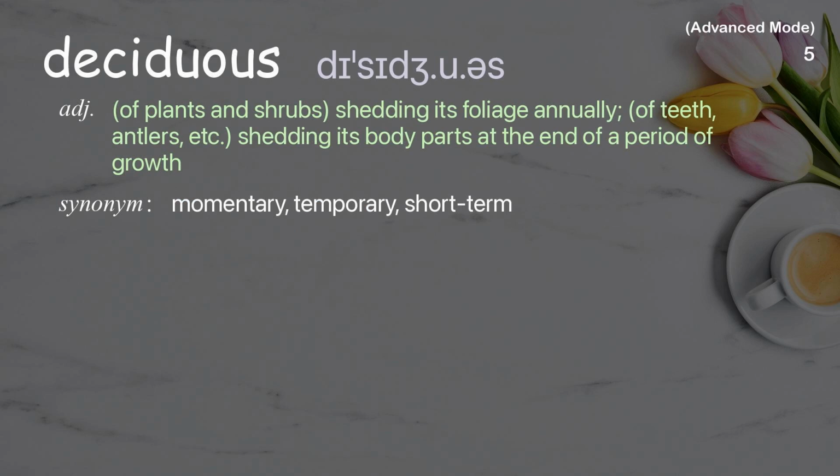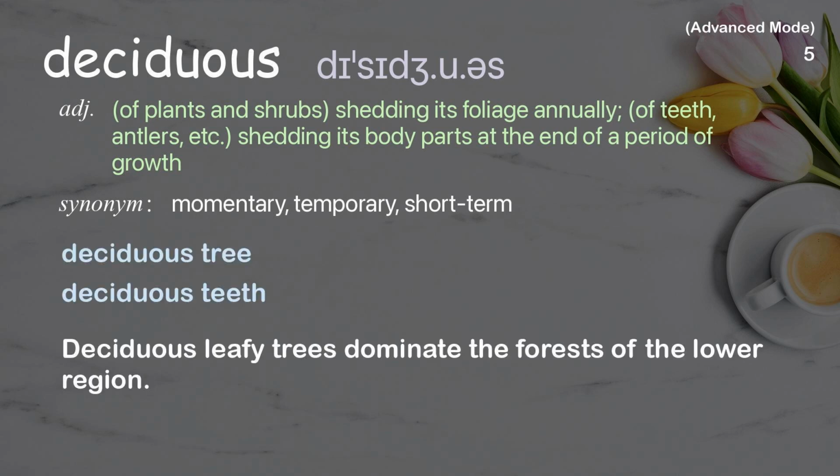Deciduous. Of plants and shrubs, shedding its foliage annually, of teeth, antlers, etc., shedding its body parts at the end of a period of growth. Examples: Deciduous tree. Deciduous teeth. Deciduous leafy trees dominate the forests of the lower region.